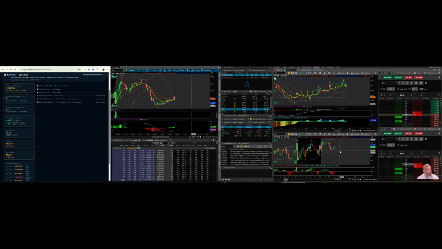What I usually do is I'm holding the control button and just scrolling so that I can get more of what's going on the screen. Again, these gray areas are overnight. This is what it's done the day before.